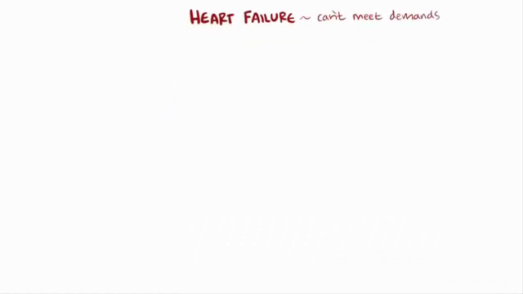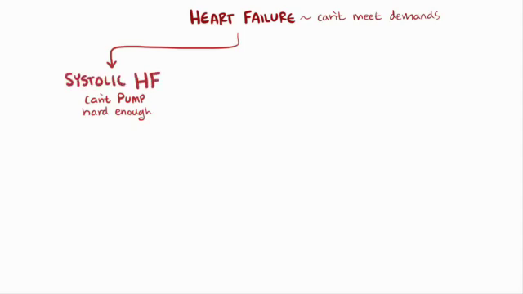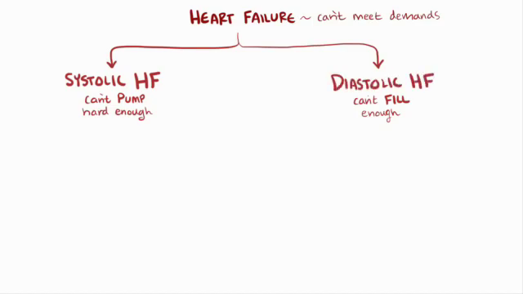Heart failure is used to describe a point at which the heart can't supply enough blood to meet the body's demands. And this can happen in two ways. Either the heart's ventricles can't pump hard enough during systole, called systolic heart failure, or not enough blood fills into the ventricles during diastole, called diastolic heart failure.